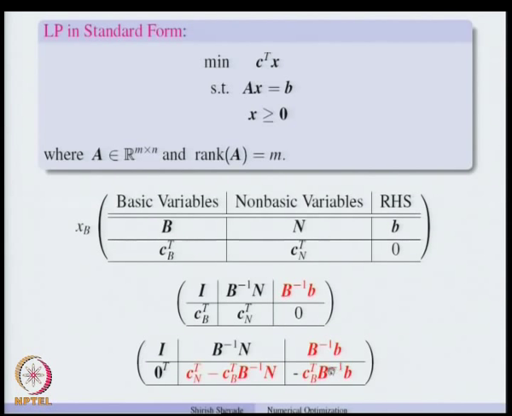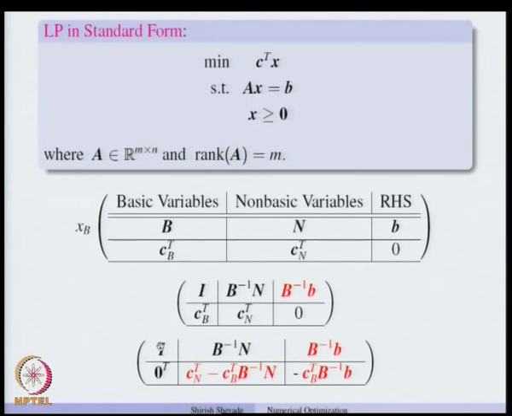So, this matrix gives us all the information that is needed to check whether a given basic feasible point is optimal. For example, as we saw earlier, xb is equal to B inverse b. The last column denotes the value of xb, and as I mentioned earlier, Cn transpose minus Cb transpose B inverse n is nothing but lambda n transpose. So, this allows us to check whether the relative cost factors of non-basic variables are non-negative.